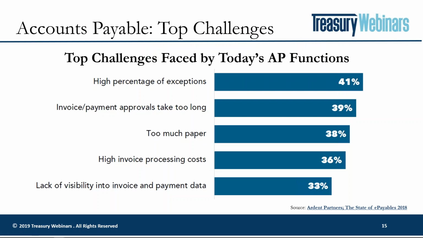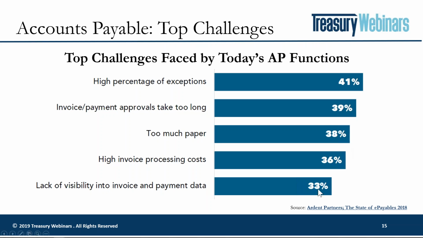So just to take a look at some of the challenges, and I hope these ring true to you. We talked about this a little earlier. Just some more research behind that. High percentage of exceptions. Again, what does that do? It increases our cost, kicks things out of our normal workflow, so that increases our costs in terms of dollar amount, but also affects the amount of discounts that we're able to take. It also impacts our productivity. Talked about these. Payment approvals take too long. Too much paper. We always want to see if we can remove paper from the process. High invoice processing costs and lack of visibility into payments data.